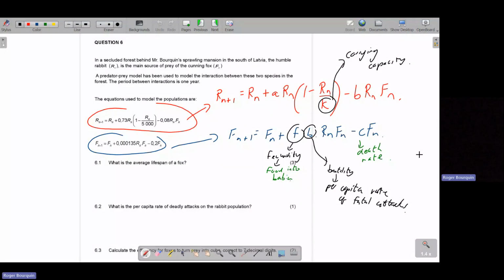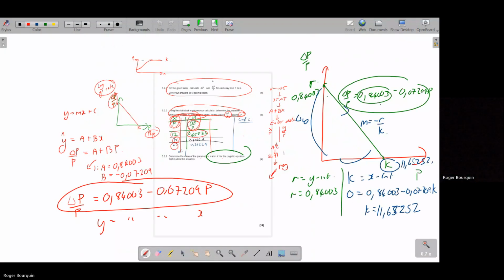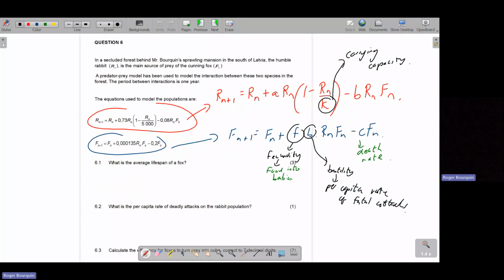Okay, so the next thing is question 6. We're looking at predator-prey in a secluded forest. Anyway, you've got a predator-prey, rabbit and fox scenario. Really what this is testing is that you understand what these formulas mean. So the first thing I would do in this question is rewrite your formula.